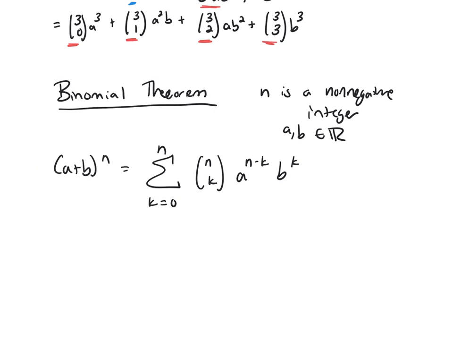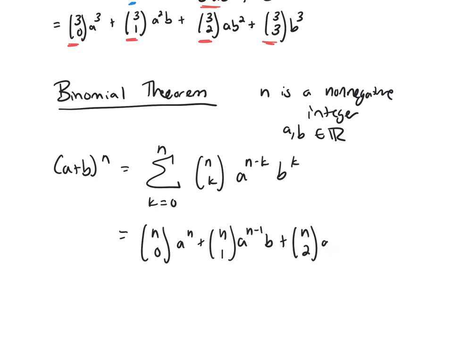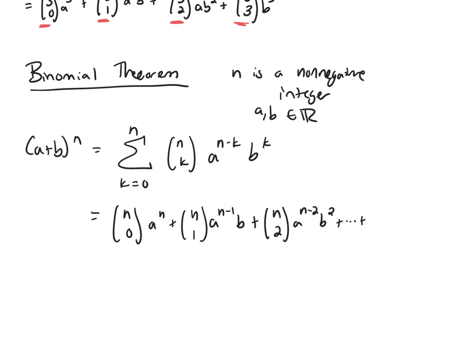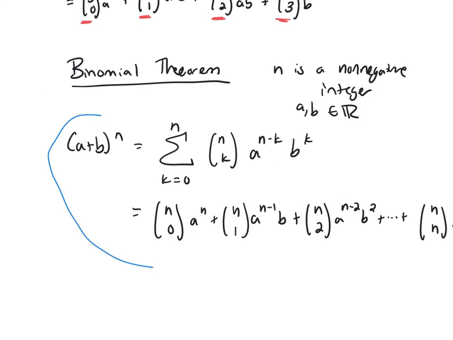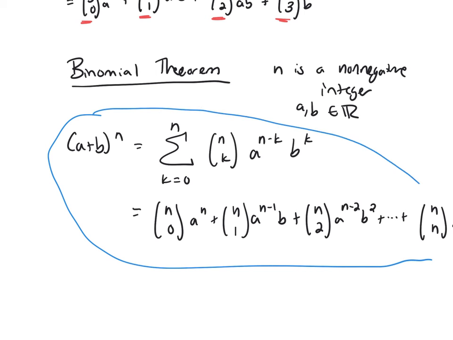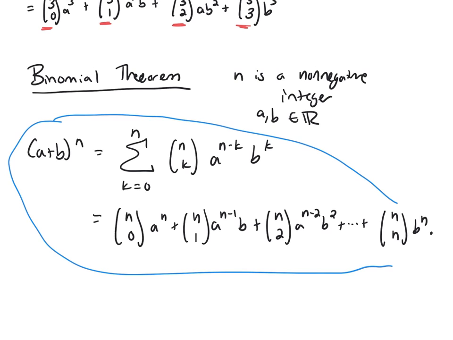Or if you wanted to, you could expand this out: n choose 0, a to the n; n choose 1, a to the n minus 1 b; n choose 2, a to the n minus 2 b squared; until you get to your last term, which would be n choose n, b to the n. So this right here is our formula, or another way to say it is that this is our binomial theorem.